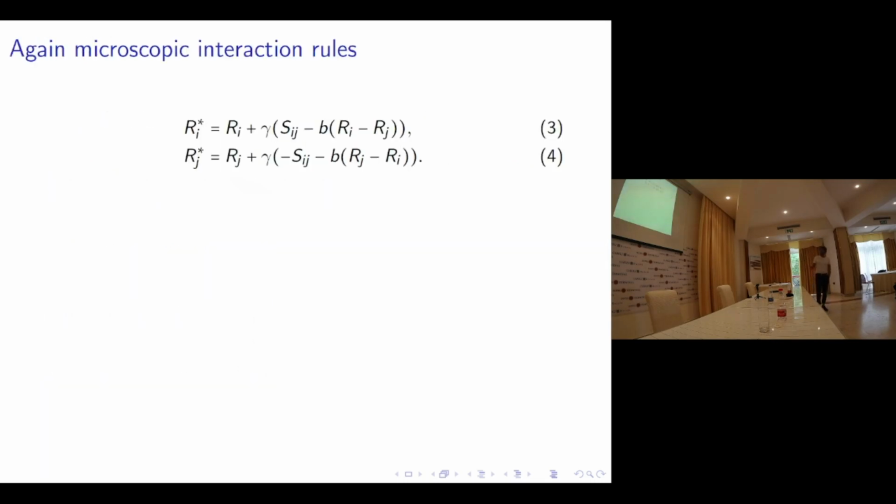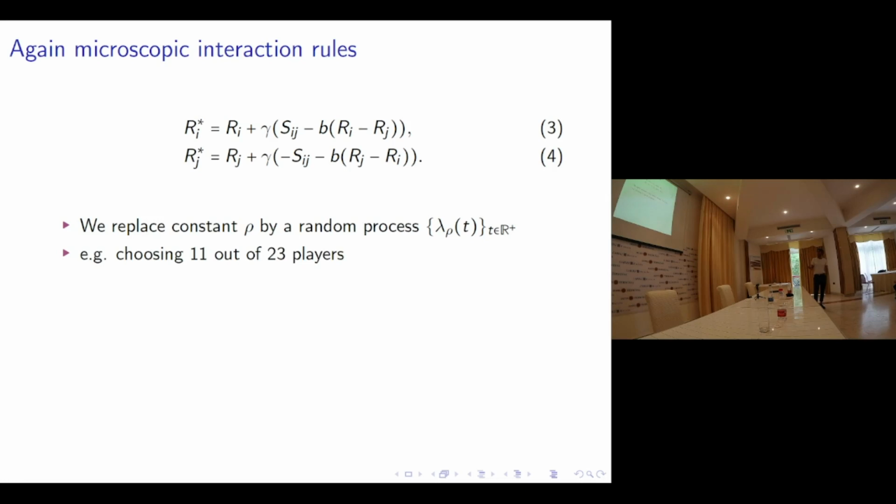So, defining performance fluctuations, we start again with the same microscopic interaction rules, because they are done by ELO. But this S_ij, which depends on rho, we now let a random process act on it. So every time we play against each other, I have some performance fluctuation. We modified it, as we would see in the numerics, choosing 11 out of 23 players for a setup in a game. Obviously, this is motivated by soccer. The ELO rating is now also used by FIFA, but rating systems like the ELO ratings are also used in poker.